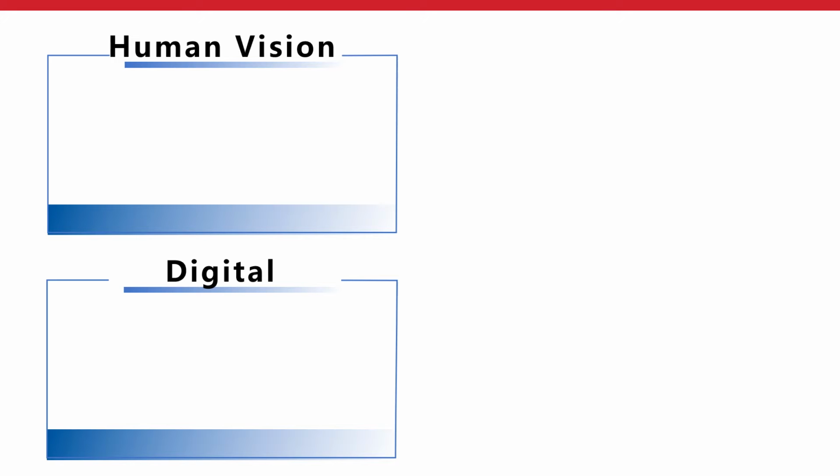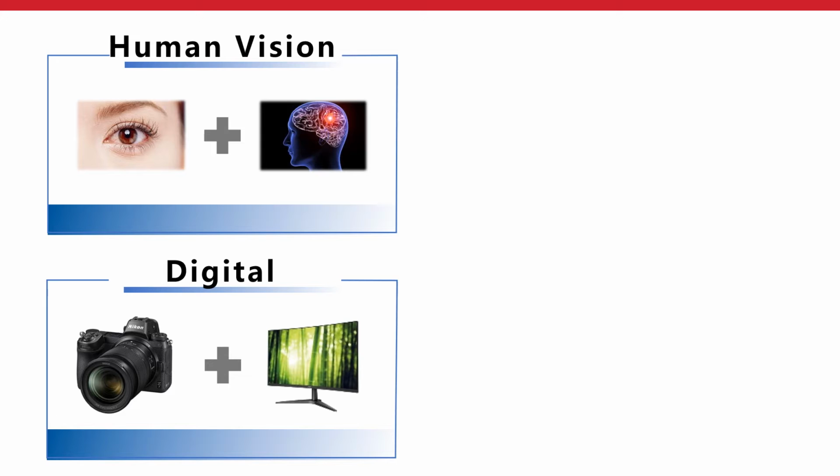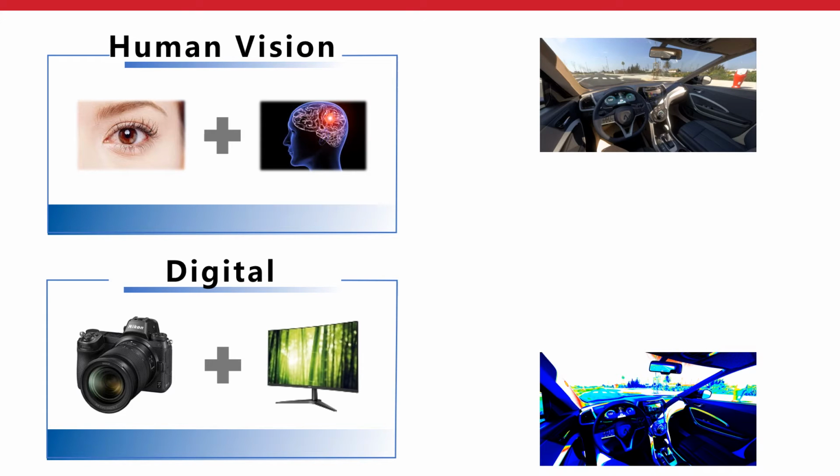Human vision and digital have very different perception. In human vision, our eyes send signals to the brain to perceive an image. On the other hand, in digital, the image goes through, for example, a camera lens and is displayed through a monitor screen. Thus, the same image is perceived very differently between human vision and digital.